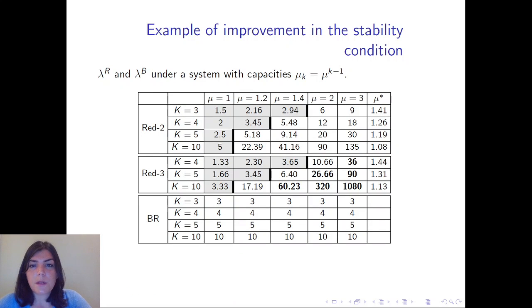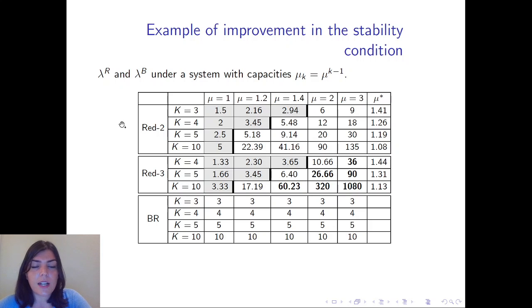Now, in gray, we observe the values for which the stability condition is again larger under Bernoulli routing than under redundancy. The mu star value is an approximate value for which both stability conditions coincide, and the white values are the values for which the stability condition under redundancy is larger than that under Bernoulli routing. So we have three main conclusions from this table.